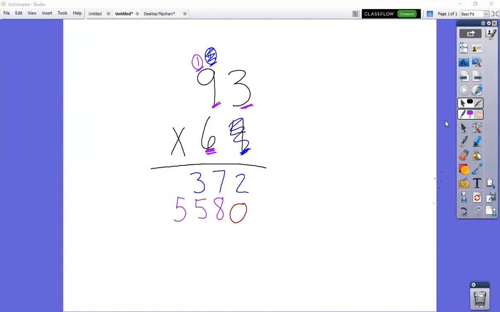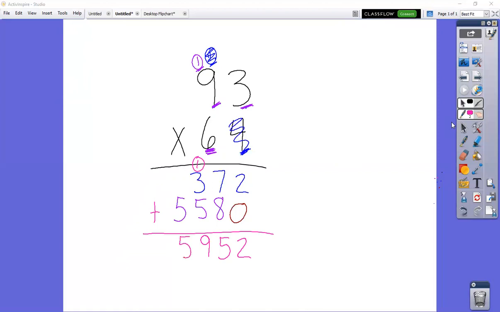55. Okay, what do I do with these numbers? What's step number 4? We are adding them. Good. 2 plus 0 is 2. 7 plus 8 is 15. So I'm going to put my 5 down there, my 1 up here. 1 plus 3 plus 5 is 9. And then nothing plus 5 is just 5.